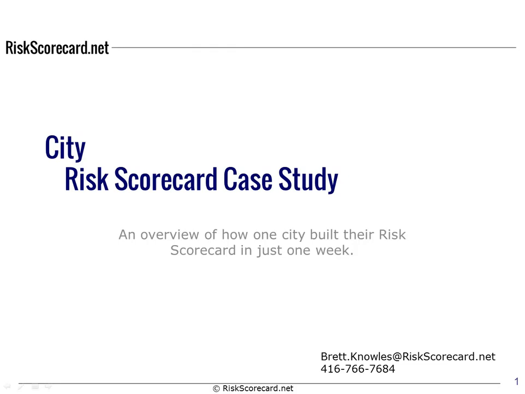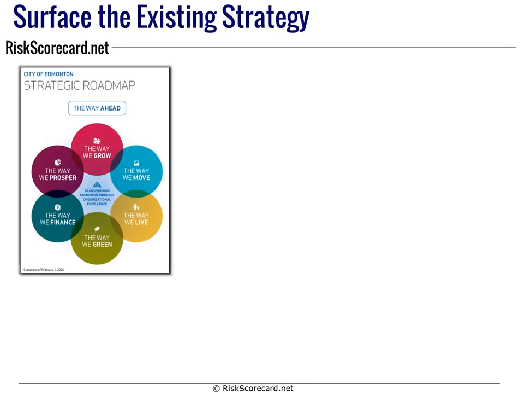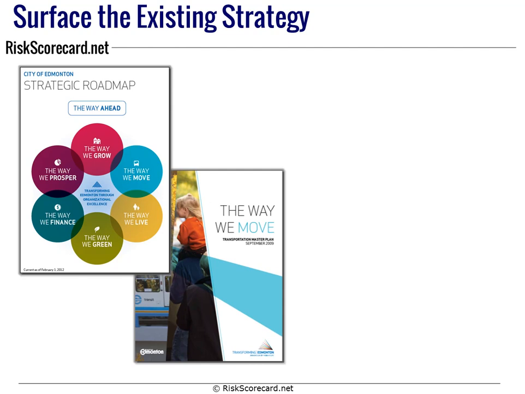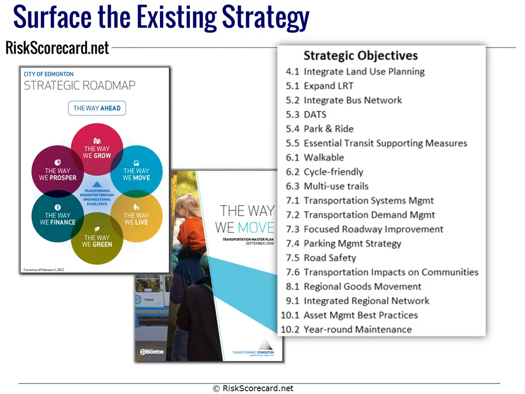Let's take a look at how one city was able to build their risk scorecard based on their existing information. This particular city had already developed a strategy plan, and within that had cascaded it down to different departments. Within each department, they identified the specific strategic objectives to cast them through the next 5 years.